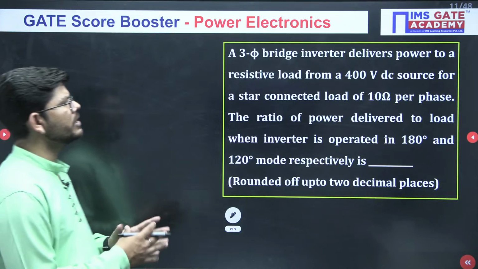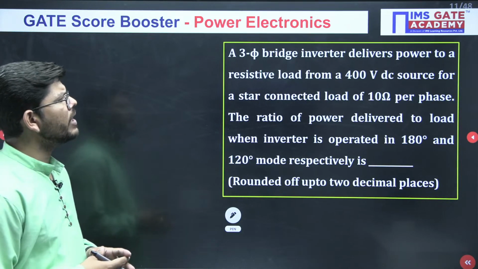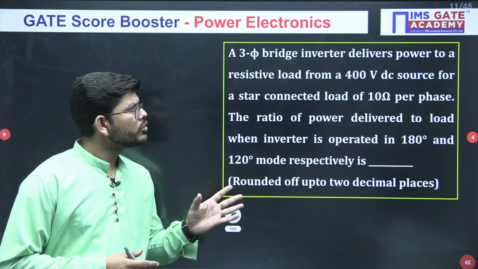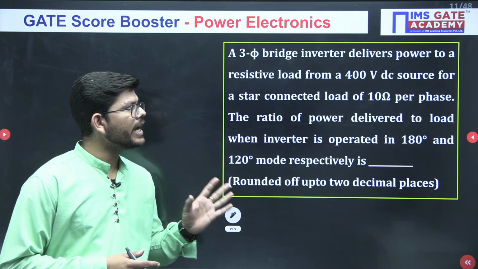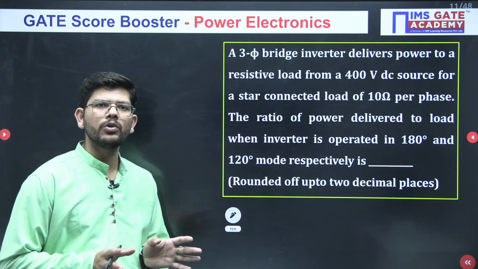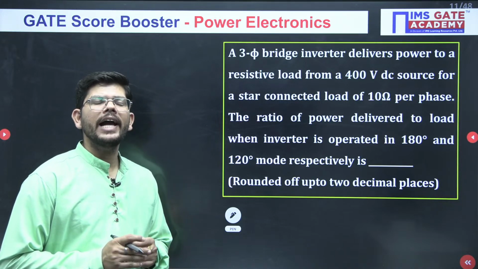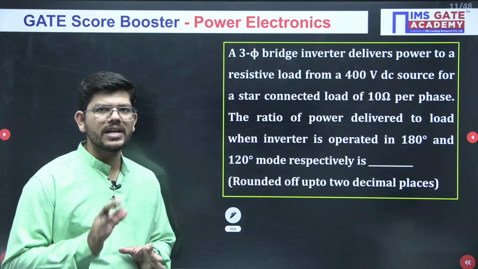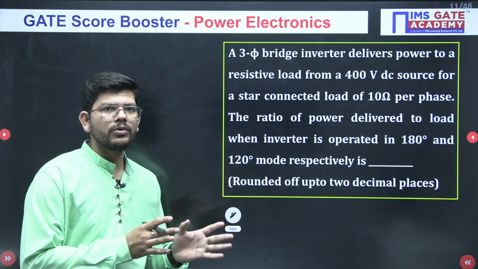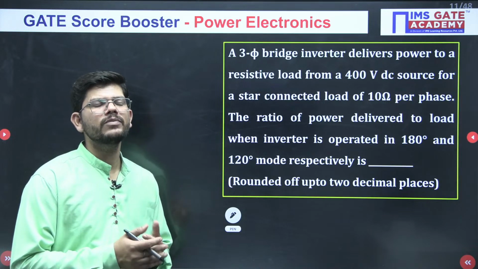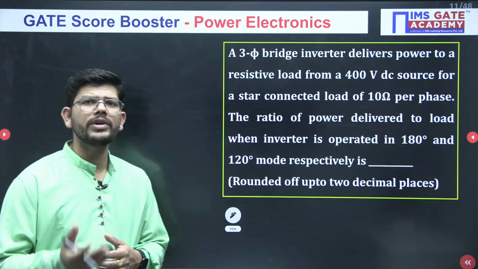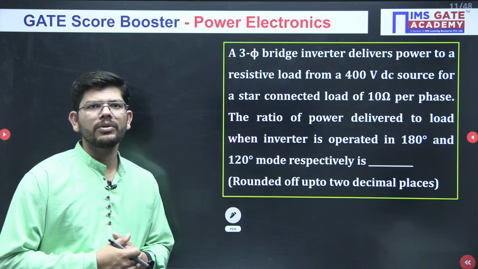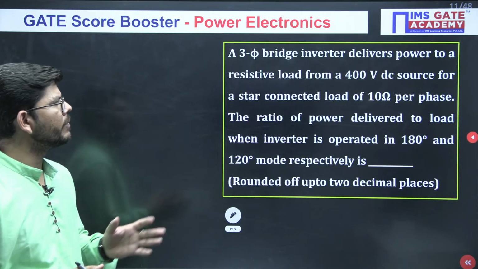Now moving towards the next question. A three-phase bridge inverter delivers power to a resistive load from a 400 volt DC source, for a star connected load of 10 ohm per phase. When we analyze the 180 degree or 120 degree inverter, we take a star load to get the values, so whatever output voltage values we get are for a star load. If the load is delta, you have to convert it into a star load, and then those formulas are equally applicable.